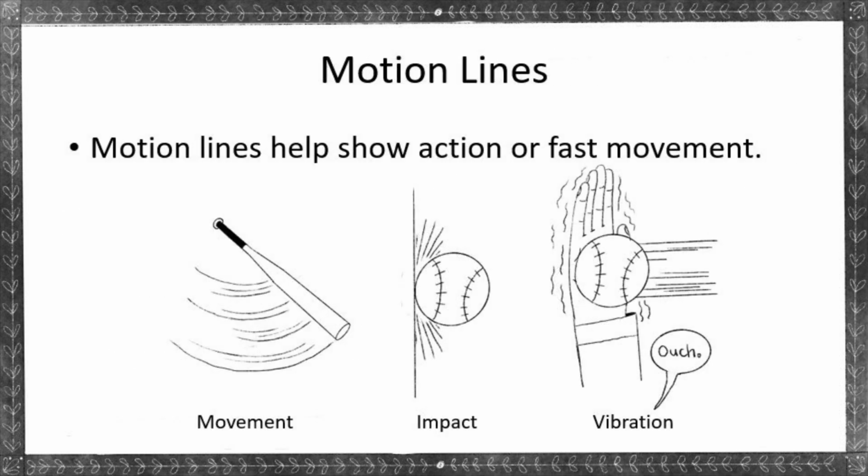And speaking of motion, there are motion lines that you can use. Motion lines help to show action, or as the name implies, some sort of fast, swift movement. So you can show the literal movement of something and the path it takes, such as swinging a baseball bat, or maybe the impact of something, so something hitting against one another.